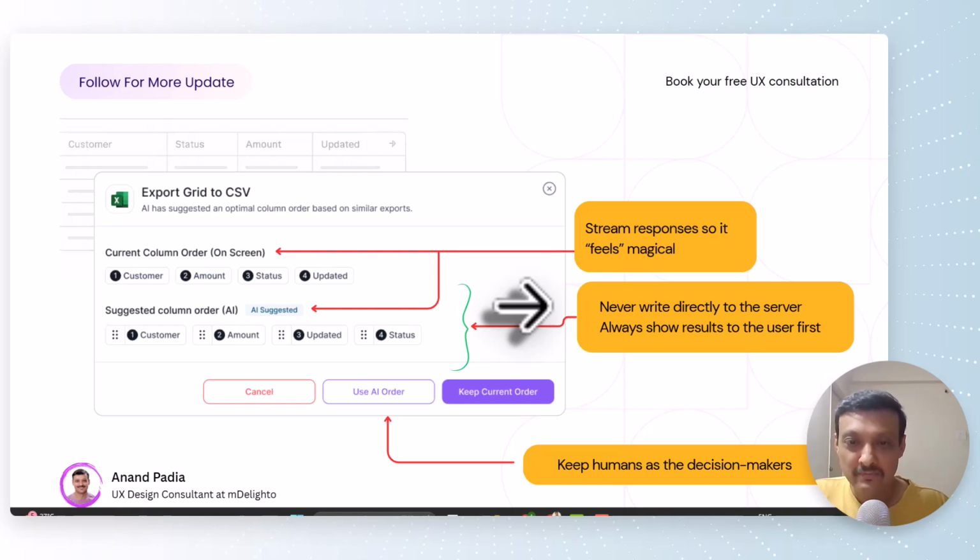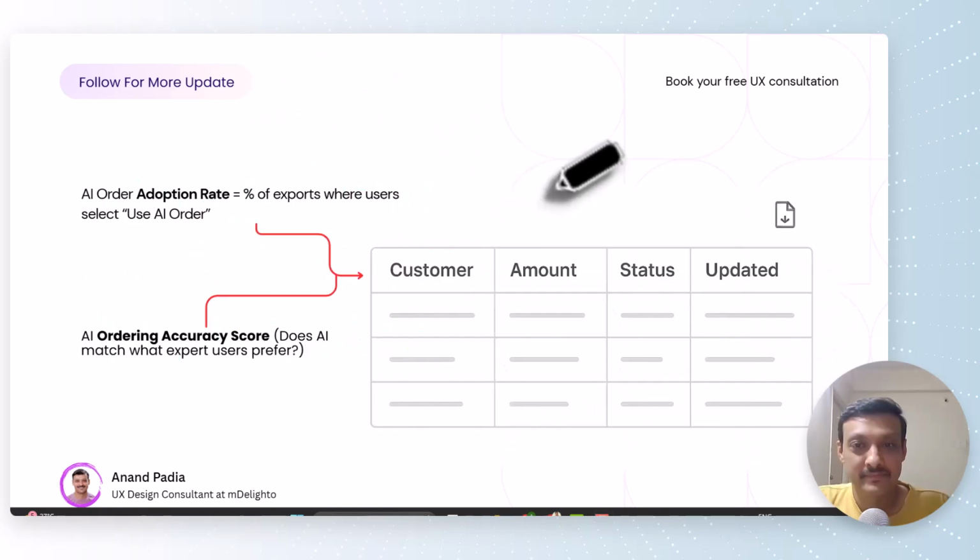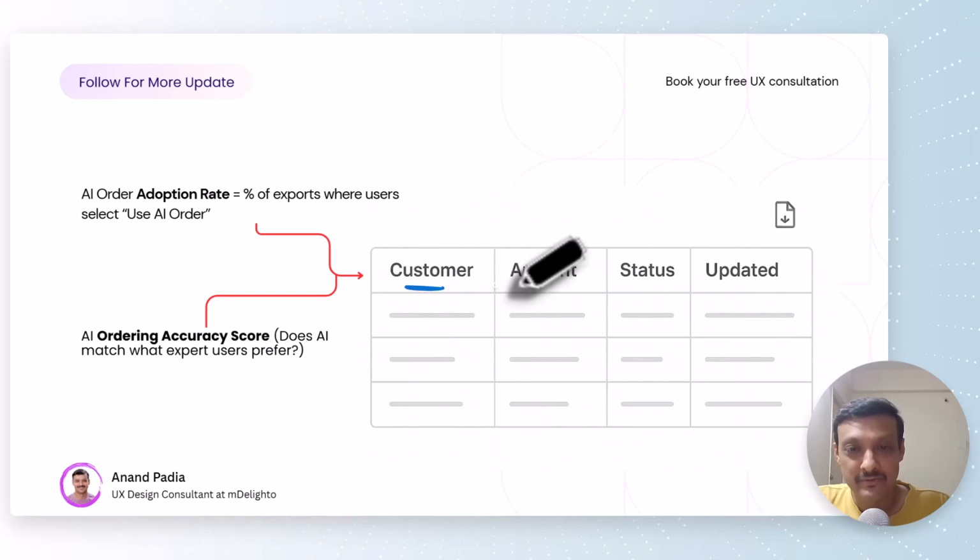Apart from that, we will make the human the decision maker. So we are giving two buttons: use AI order, or keep the current order while doing the export. In an AI system, your happy path is a rare case. After doing everything, it does happen that the column which you see right now may not even generate, or may not be in the order that it has to be.